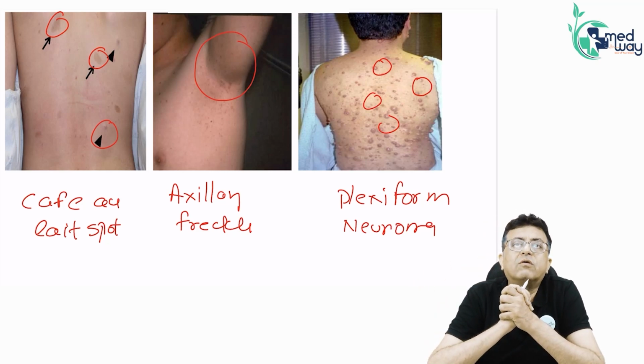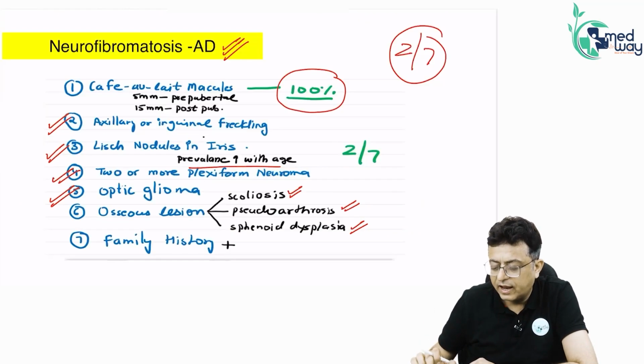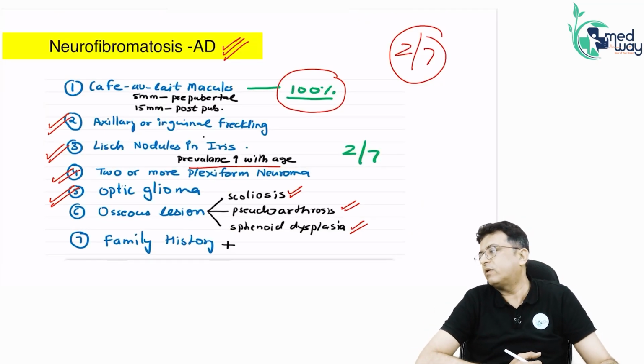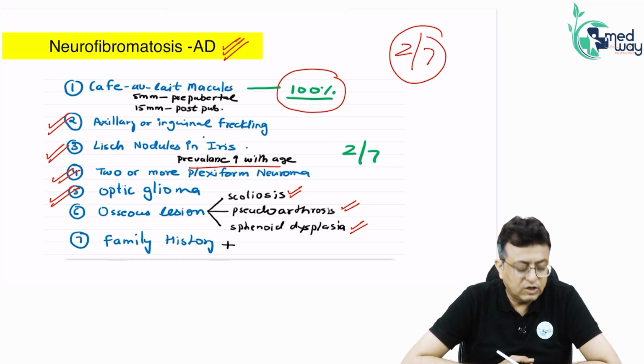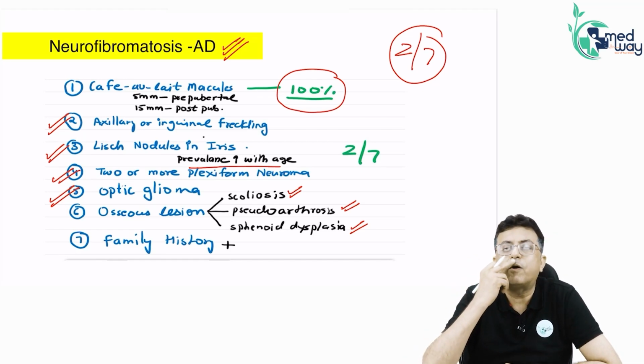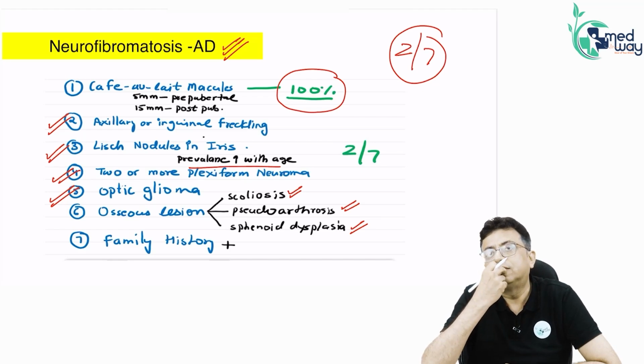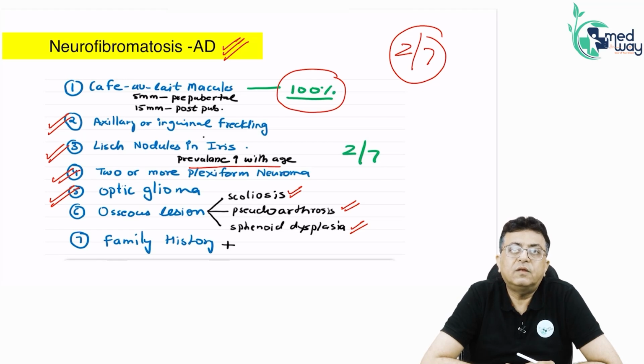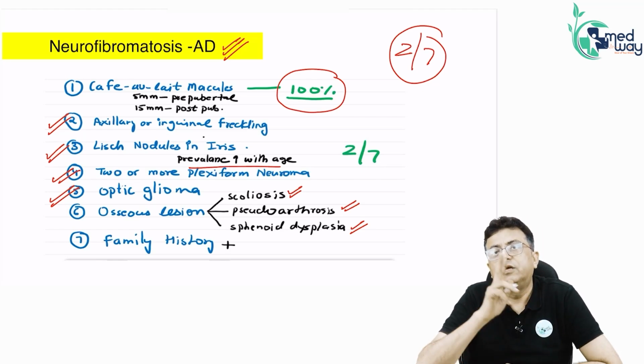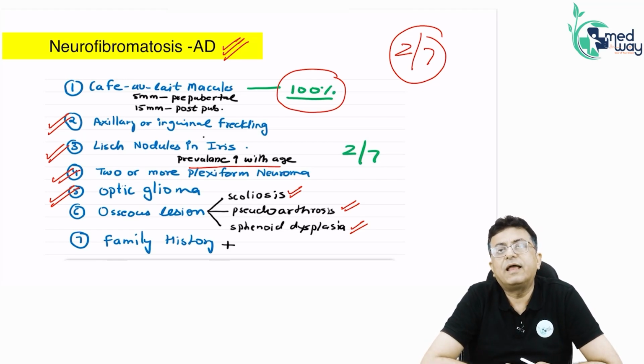Remember these images in your mind, and those 7 features again you remember. Cafe-au-lait spot, axillary freckling, Lisch nodule, incidence increases with age, plexiform neuroma, optic glioma, osseous lesion, family history present. Cafe-au-lait spot is present in 100% of the patients. You need 2 out of 7 to make the diagnosis of neurofibromatosis.